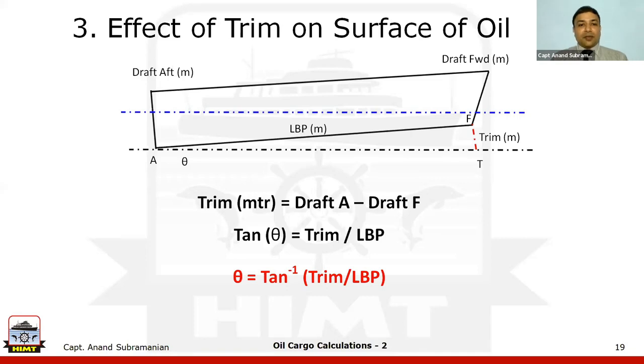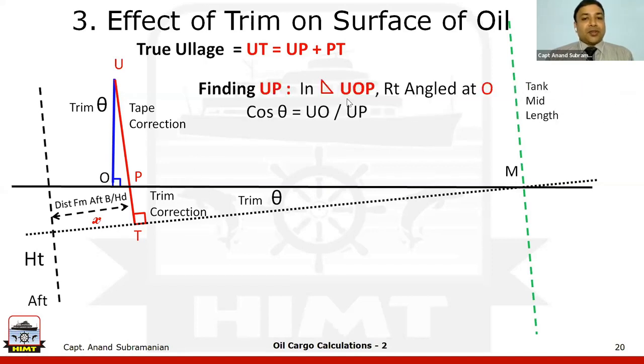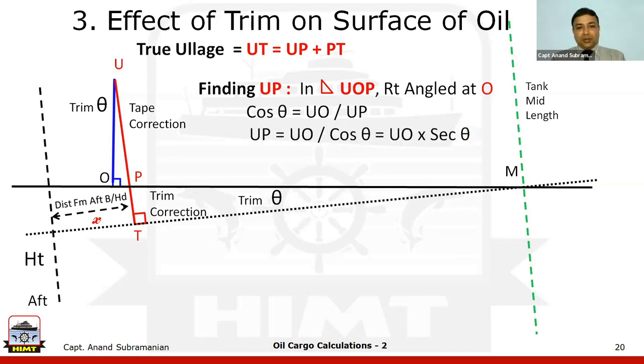Yes, sir. Okay. So next we come to solve this triangle. We want to find out UT, that is the true ullage. So we are going to split it up into UP and PT. Now in this triangle UOP, right angle at O, we know the value for theta, we know the value of UO. What is UP? If I say cos theta is equal to adjacent divided by hypotenuse, this UP is the hypotenuse in this case. What we actually want is UP. So UP is equal to UO divided by cos theta, or in other words, UP is equal to UO into secant of theta.